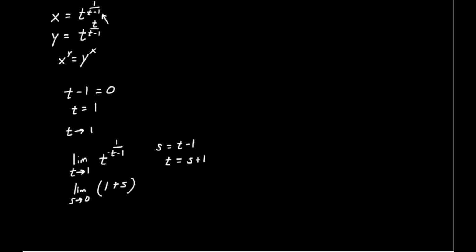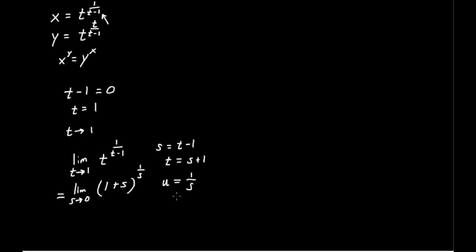And then I have 1 over t minus 1. t minus 1 is s. So I've converted this equation to this equation. And if you don't recognize this already, let me make one more substitution, that u is equal to 1 over s. I'll introduce this new variable u.